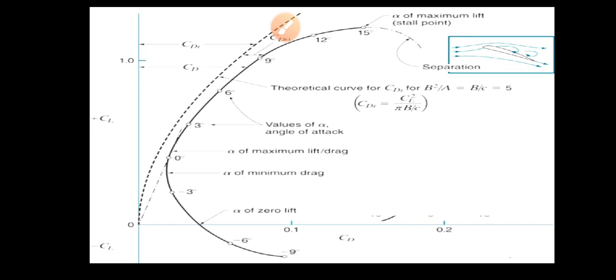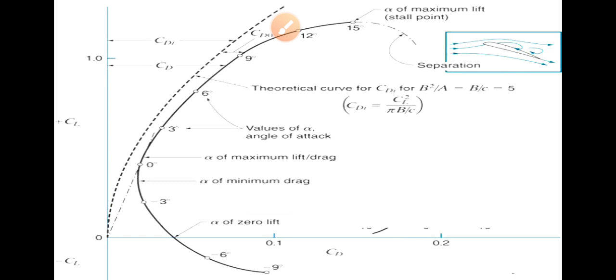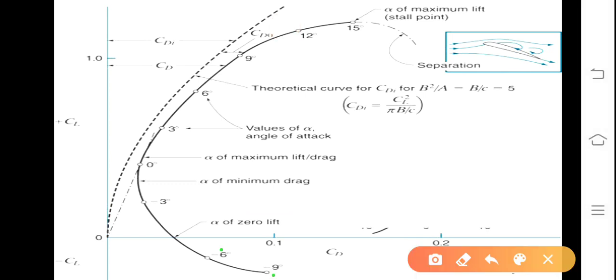Now, polar diagram. What is a polar diagram? As per Prandtl, he has combined all the three curves: CL versus CD, CL versus angle of attack, and CD versus angle of attack. These angles of attack are taken on the parabolic curve itself.